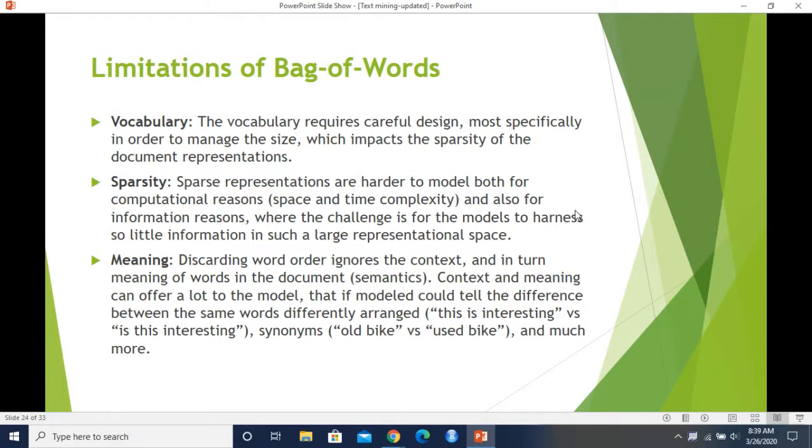Context and meaning can offer a lot to the model, if the model could tell the difference between the same words differently arranged, "this is interesting" versus "is this interesting?", synonyms like "old bike" versus "used bike", and much more.